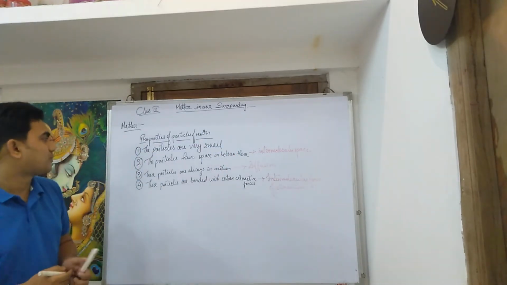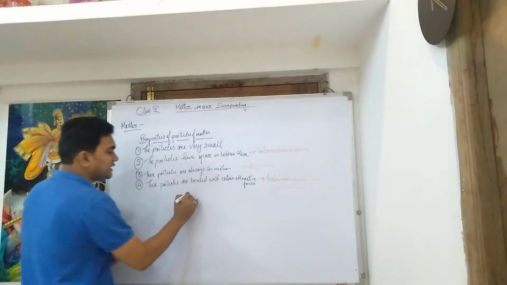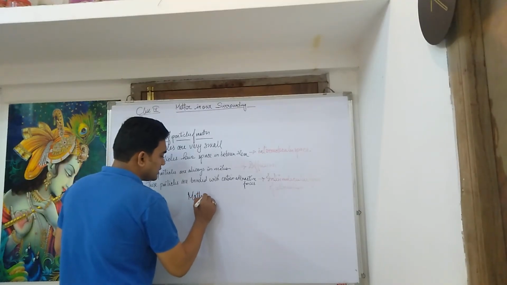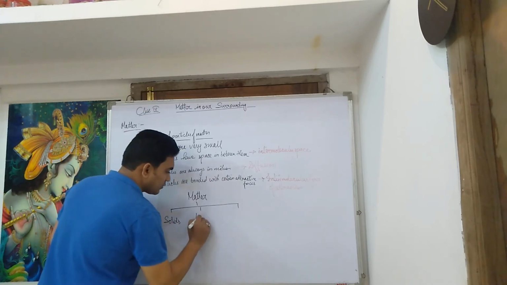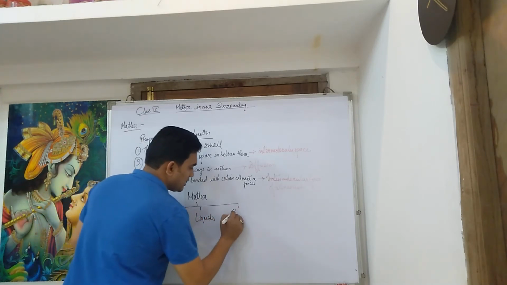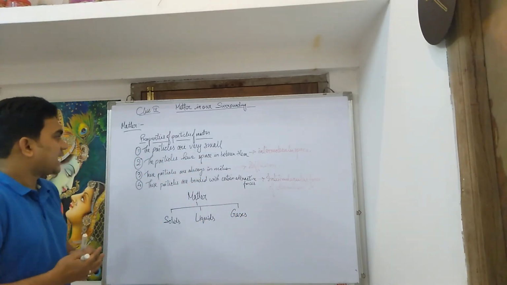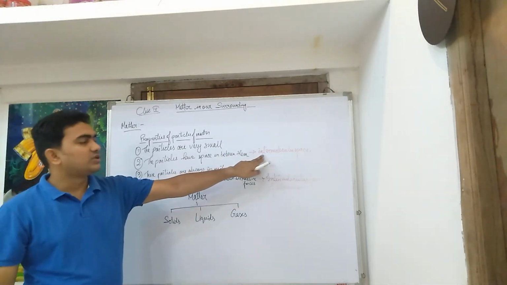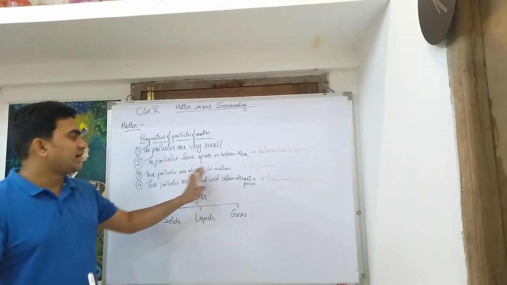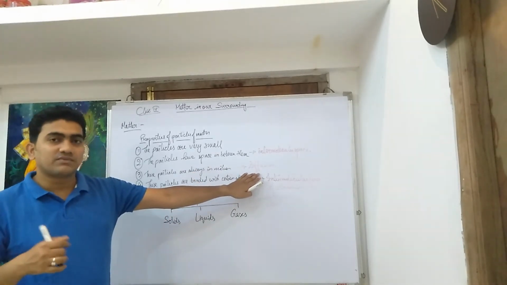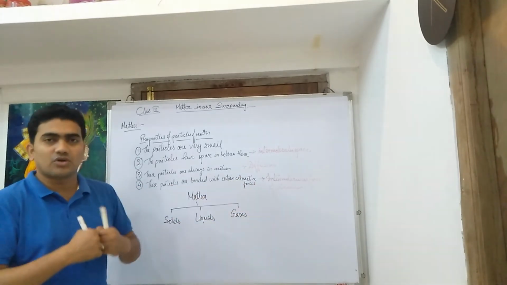Based on these four properties, we can divide matter into the three categories that exist: solids, liquids, and gases. Solids are those that have less intermolecular space, that means they have higher density, they have a very low rate of diffusion, that means they do not mix up very easily, and they have very high intermolecular force of attraction, that means they are very strong.